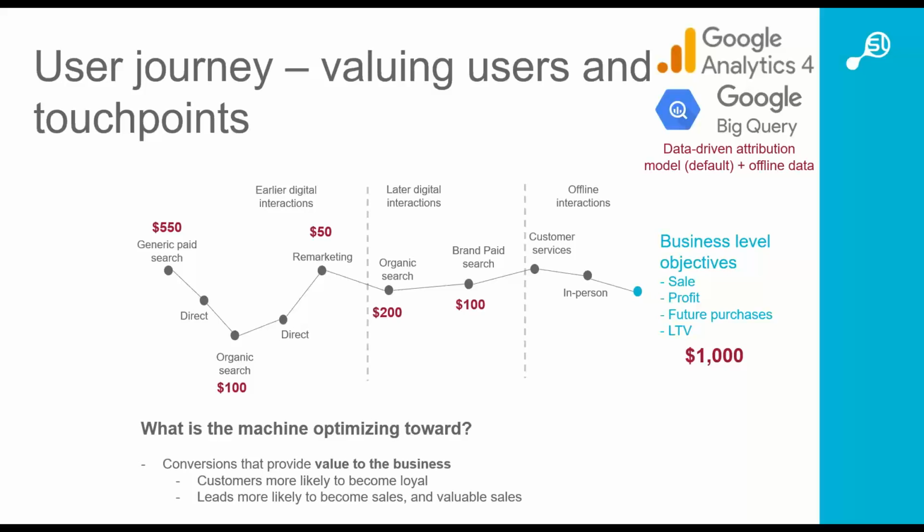So then, what is the machine optimizing towards? As I said, it's conversions that provide value, customers more likely to become loyal, or leads more likely to become valuable sales, for example.